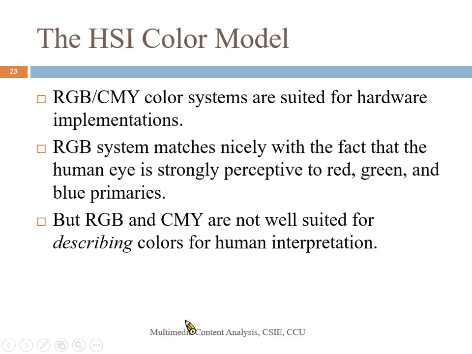So this idea is quite important. Although our cones can be roughly categorized into 3 types, our human brain does not actually perceive color by the combination of red, green, and blue. Based on many psychological experiments, psychologists say that our human interpretation of color is basically based on hue, saturation, and intensity.